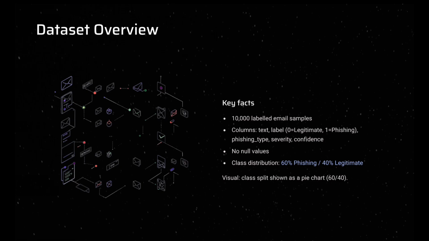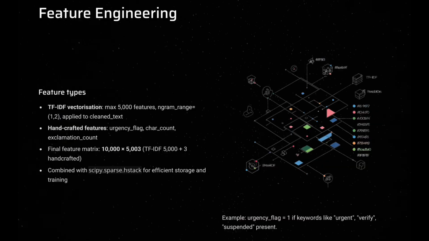Now I want to be transparent about one important characteristic of this dataset. It is synthetic, meaning the emails were algorithmically generated rather than collected from real inboxes. This was a practical choice for a university project, but it does have implications for real-world performance, which I will discuss later in the limitations section.